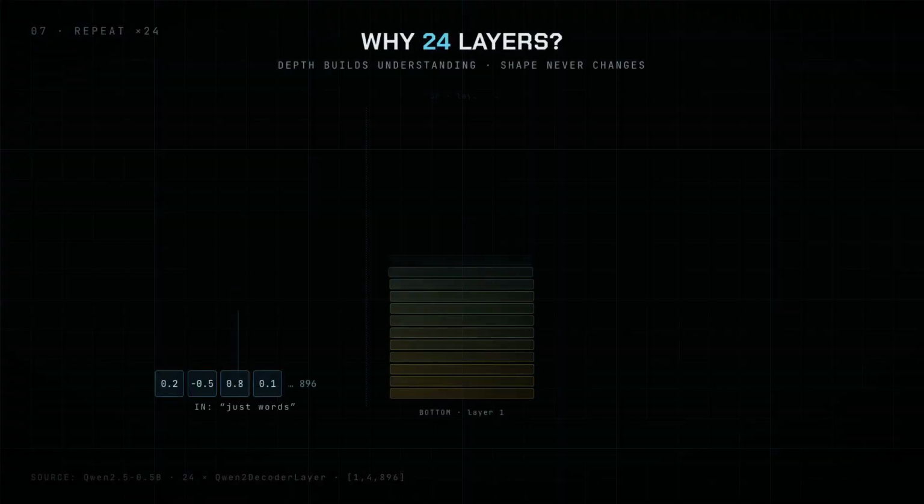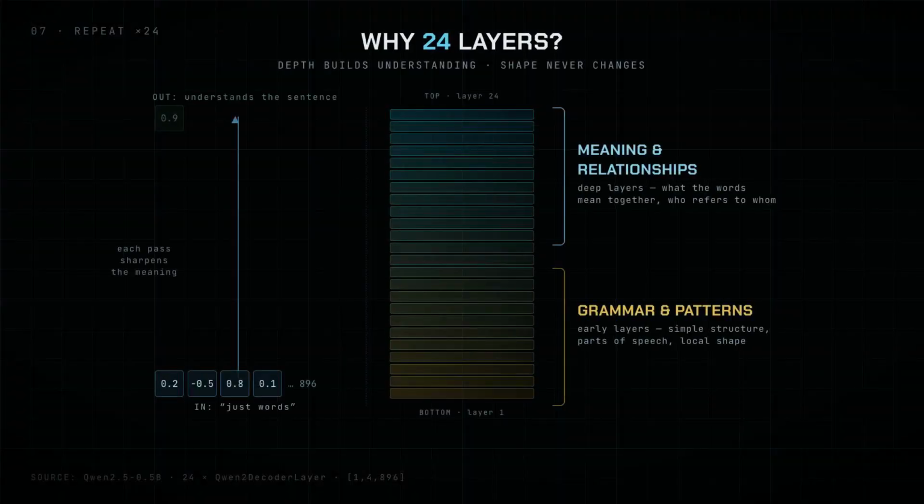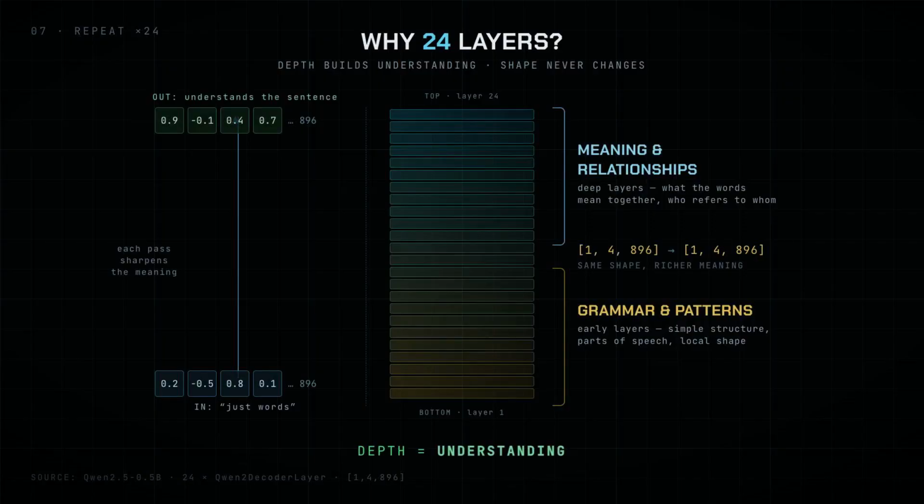Why so many? Because depth builds understanding. The early layers catch grammar and simple patterns. The deeper ones catch meaning and relationships. Our 4 vectors go in as just words and come out as words that understand the sentence.